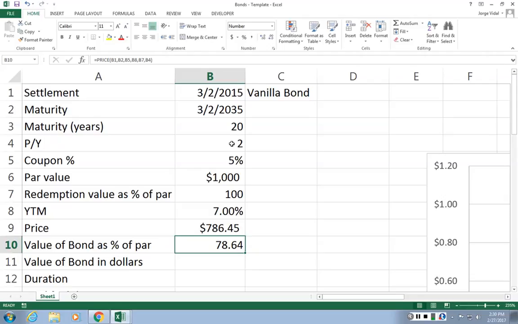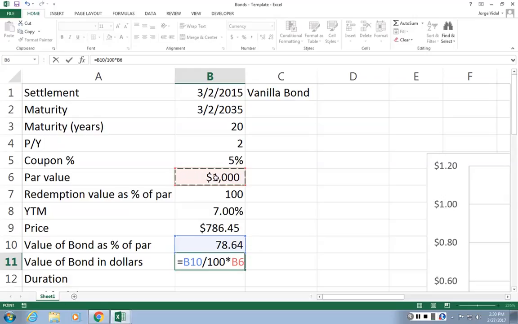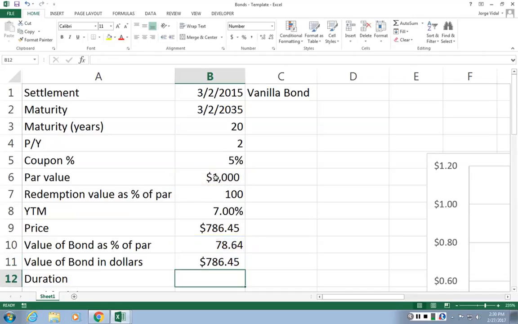And that price function in Excel gives you the value of the bond as a percent of par. So that's not the price of the bond. What will be the value of the bond in dollars? Equals 78.64. And then I'll divide that by 100 to convert that into a decimal. And then you multiply that by the par value. This is 78.64% of par value. So you can see we get the same number as using the present value function.